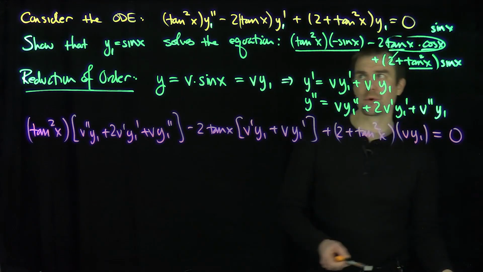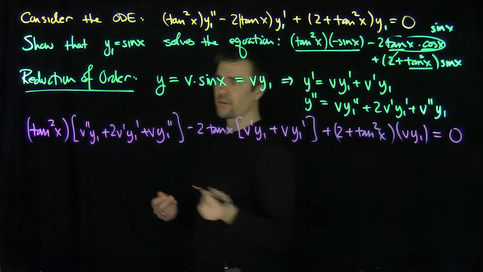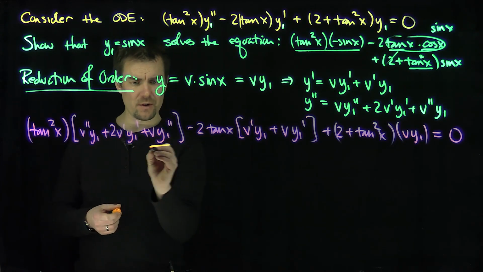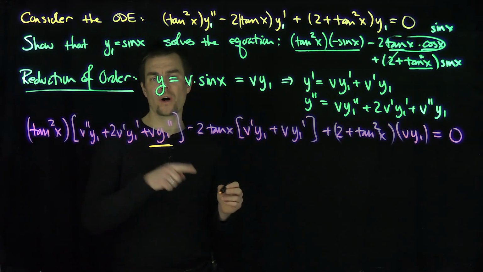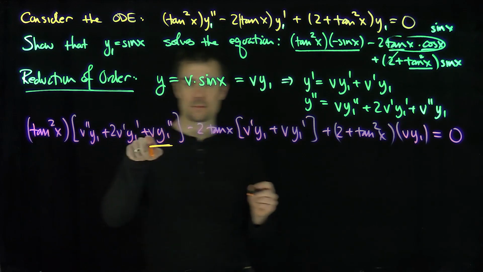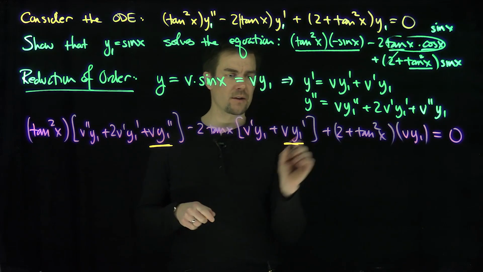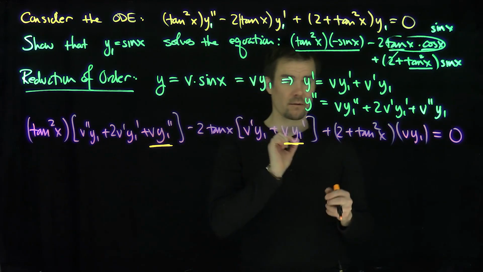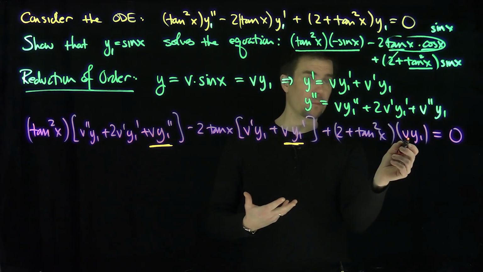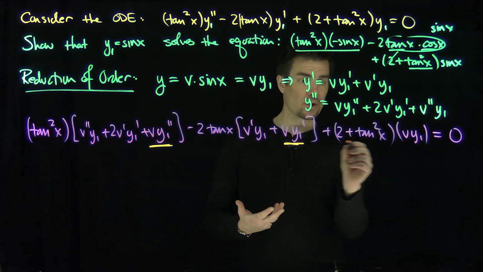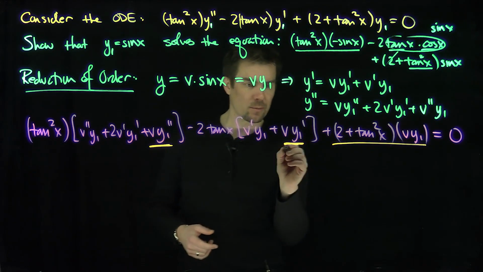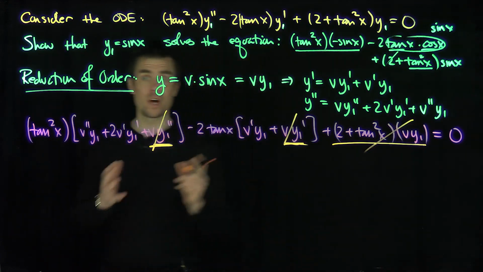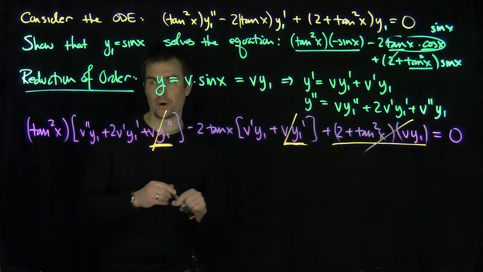Now what do we know when we do reduction of order? All the terms that involve just y1 and y1 prime are going to cancel. If I look at this term, that is a y1 double prime times tangent squared times a v. This term is a v times y1 prime times negative 2 tangent x. And finally, this whole thing is just going to be a v times y1. So all three of those highlighted terms are going to cancel out. And that always will happen with reduction of order. That leaves us with a more elementary equation.